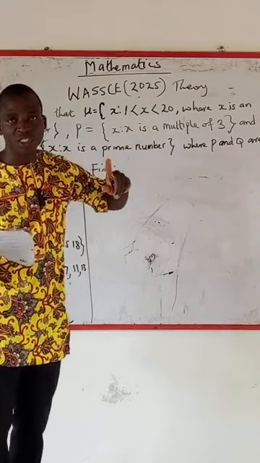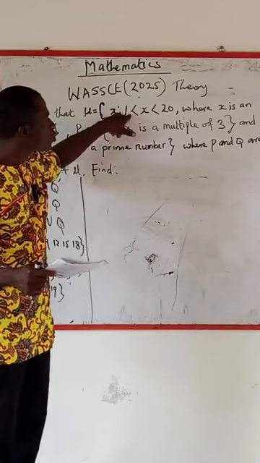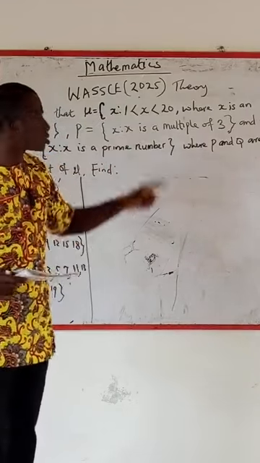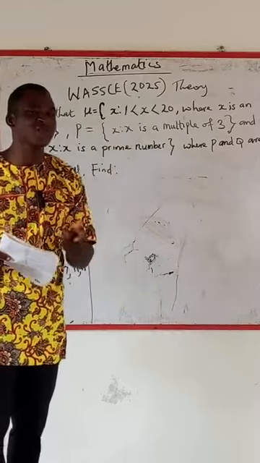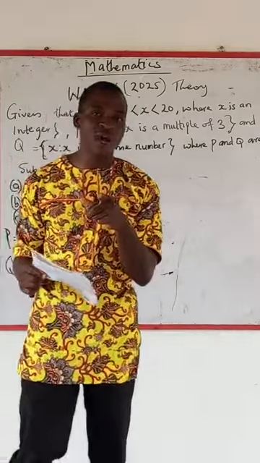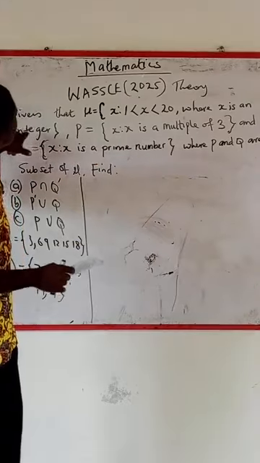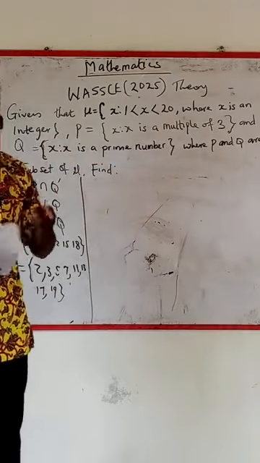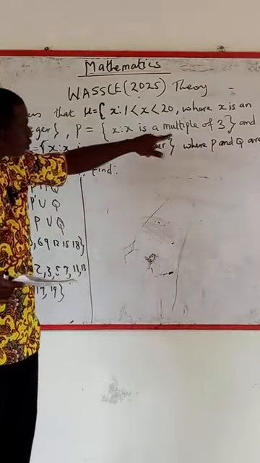I have talked about inequality before. So from what you are seeing here, the numbers could be 2 to 19, not including 1 or 20, because it is less than. If it is less than or equal to, we include the value. Take note of that. Where X is an integer, it does not have a decimal number.